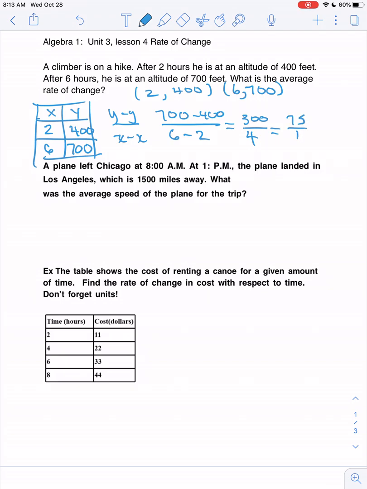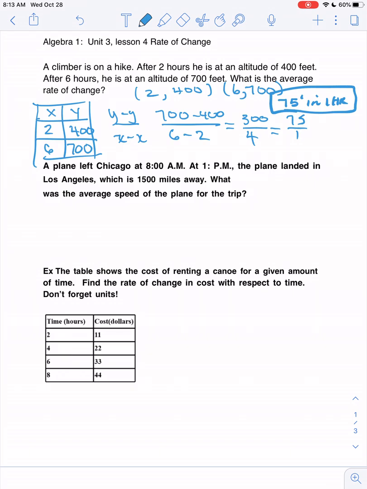So to answer their question, what is his average rate of change? It looks like he was able to increase 75 feet in 1 hour. Okay, that's his rate of change, which is just a fancy way of saying the slope of his increase.